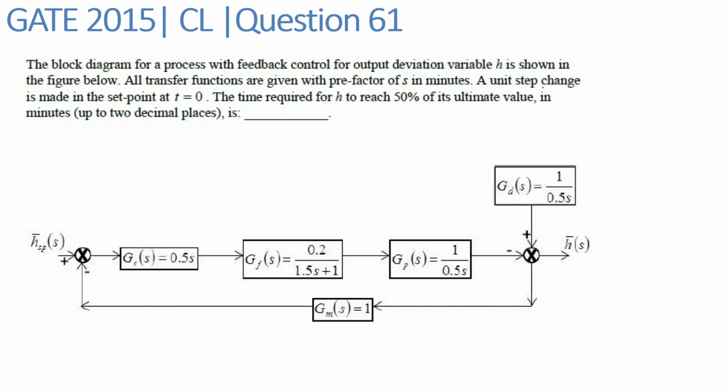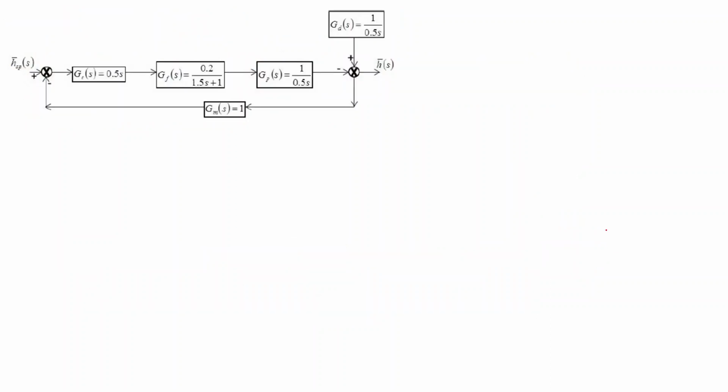is dash. So for the given process represented by the block diagram with feedback control, we have to find the time required by the output, that is h, to reach 50% of its ultimate value. To solve this question, first of all we will write the transfer function of the system and then find the corresponding equation for the output h. Then to find its ultimate value, we can use the final value theorem to find its final steady state value, and then we can simply calculate the time taken by the system to reach 50% of that value. So let's start solving the question.